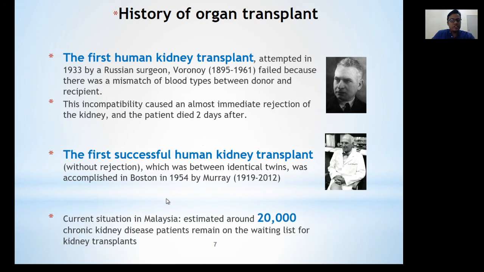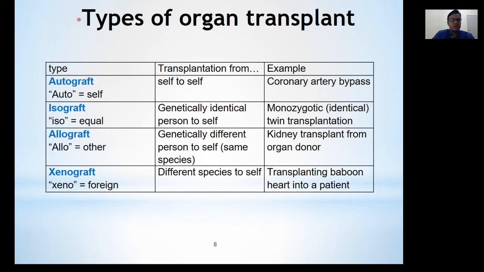Looking at the current situation, if we focus on our country, Malaysia, every year there is an estimated around 20,000 chronic kidney disease patients remaining on the waiting list for kidney transplants. There are four types of organ transplant. So we have autograft, isograft, allograft, and also xenograft.